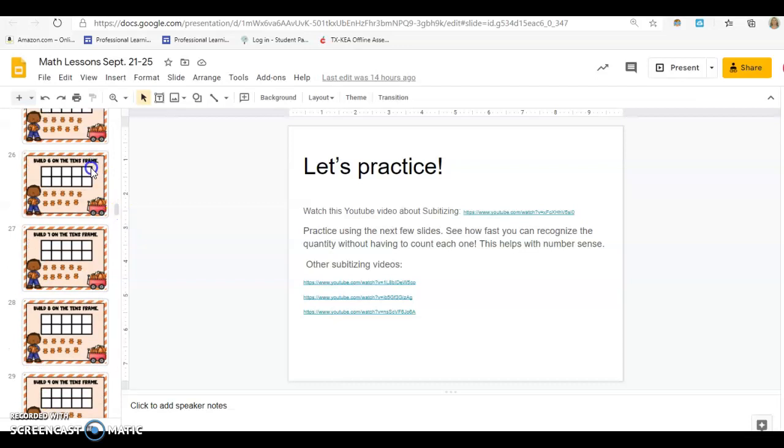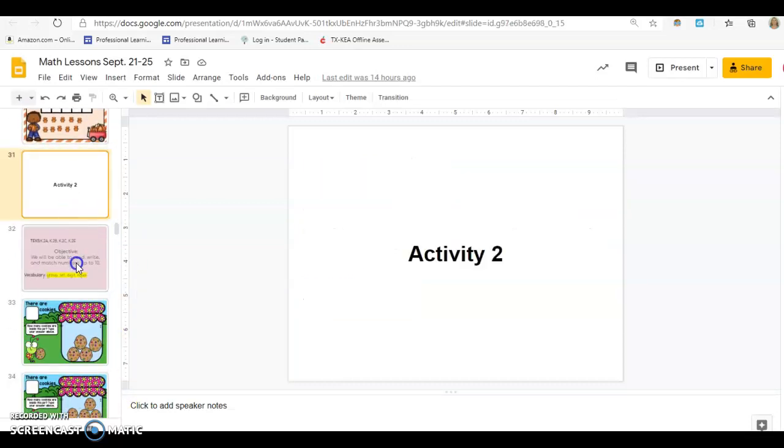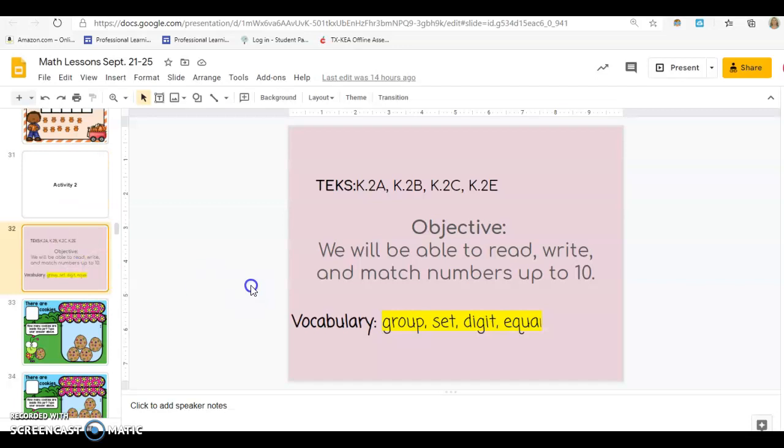So yesterday we worked with making a set of objects onto a 10 frame. And our objective today is we will be able to read, write, and match numbers up to 10.